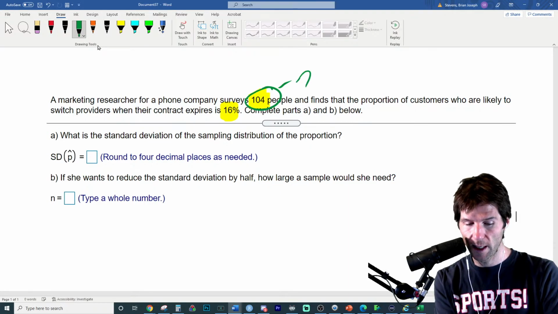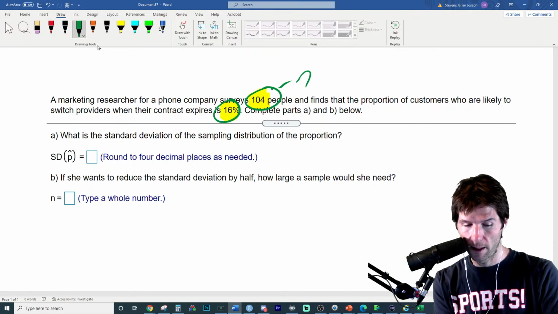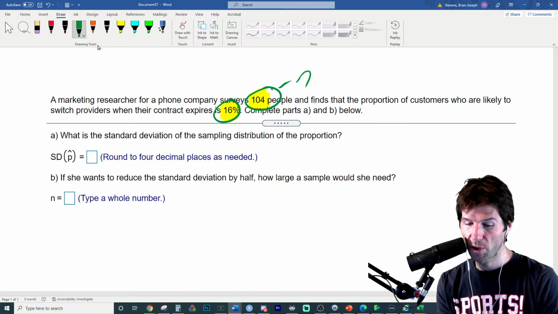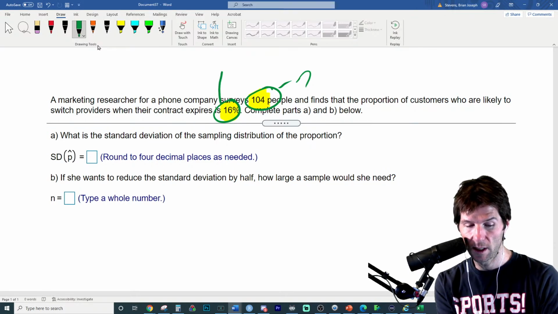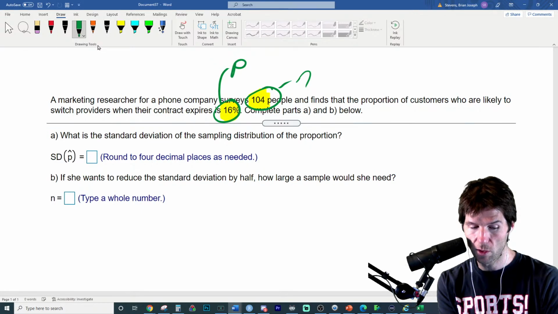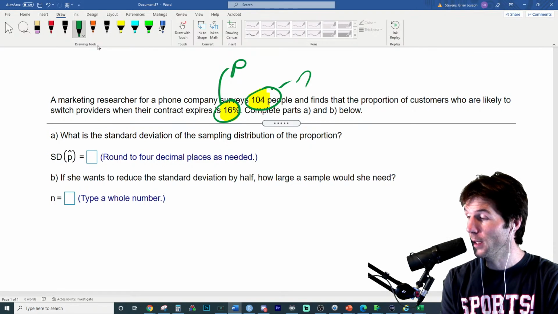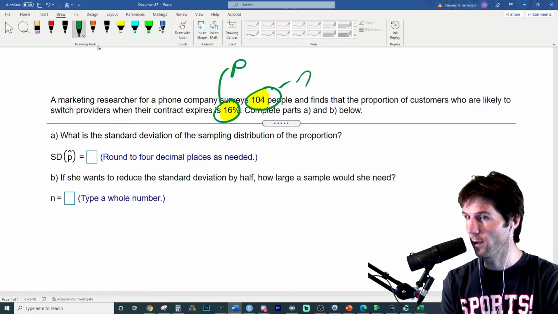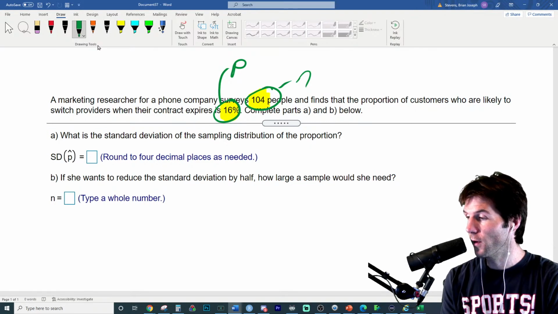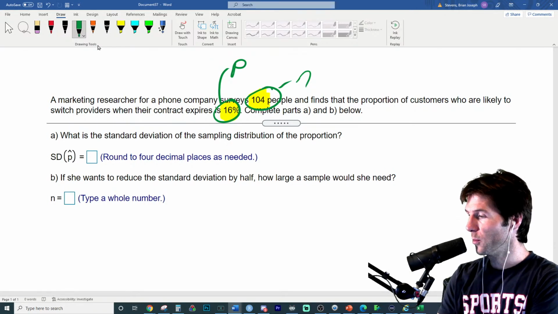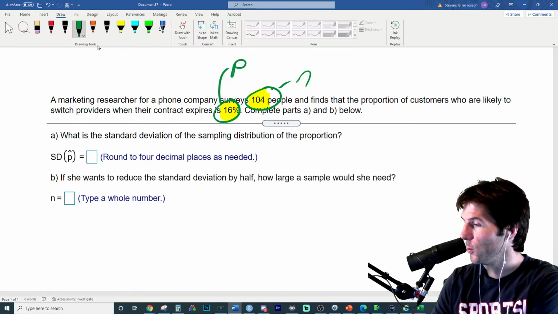This looks to be notation. 104 is the sample size. And they find that the proportion of customers who are likely to switch providers is this, and we are assuming that this is the true proportion. So that is assumed about this question, majorly assumed because we're in this chapter right here. So we need to find one other value to solve this whole problem.